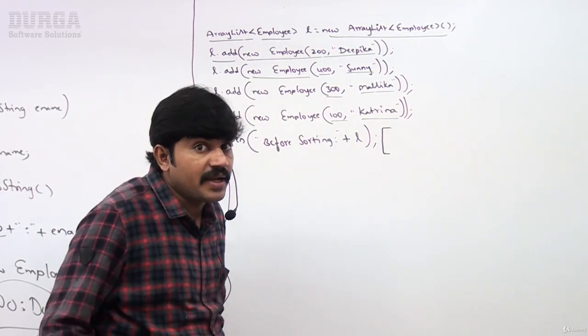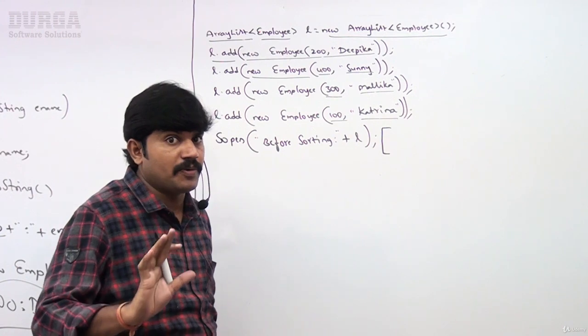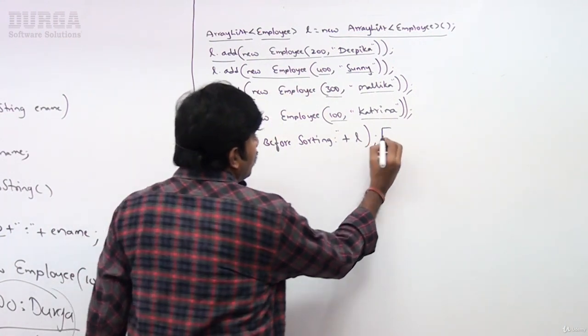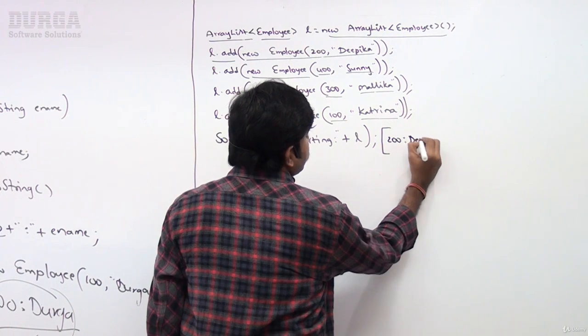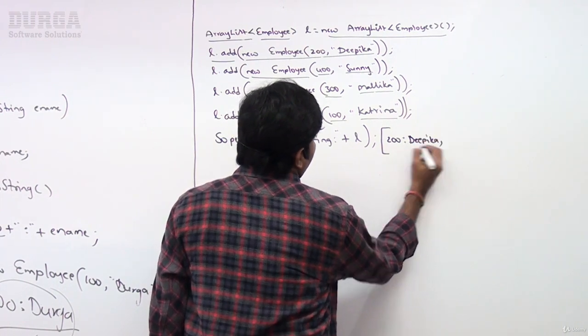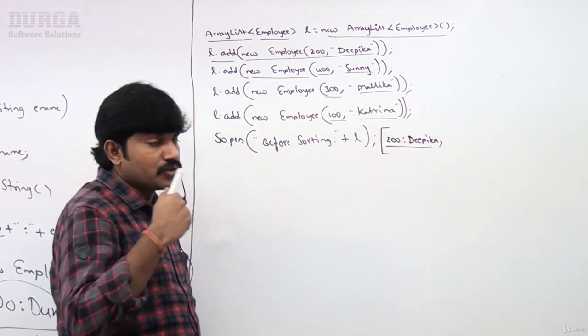Because it is the ArrayList, insertion order by default will be preserved. What is the output, sir? 200 colon Deepika, the first employee object, because of the toString method, it is going to come.